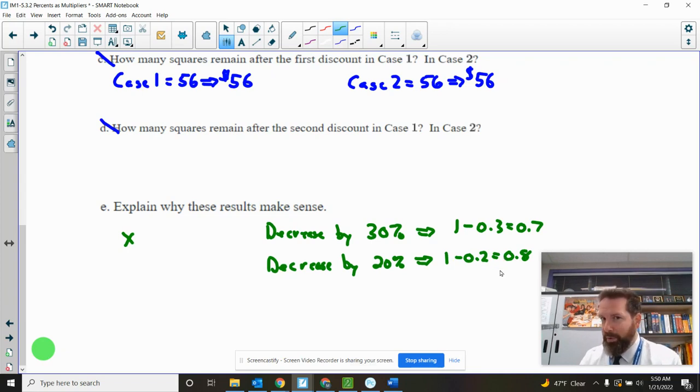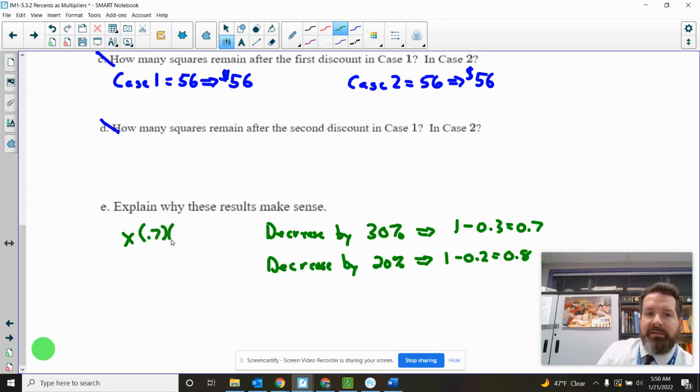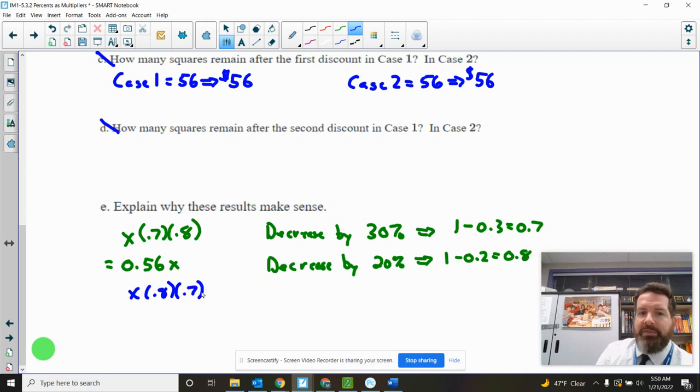Now here's the thing. What if you do both of them? So what if I want to take my X, and decrease it by 30%, and then decrease it by 20%? We'll multiply those together, and you're going to end up with 0.56 times your X. What if we do the exact same thing, but in a different order? What if I take my X and do the 20% discount first, and then the 30% discount? Well, the order in which you multiply doesn't make any difference.